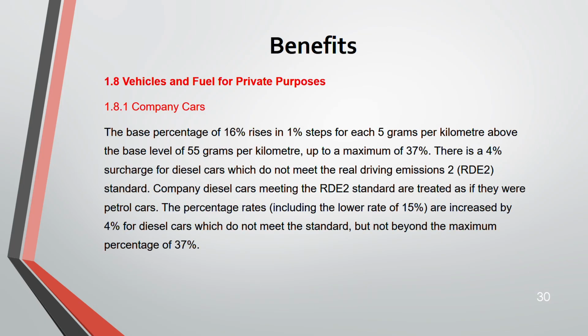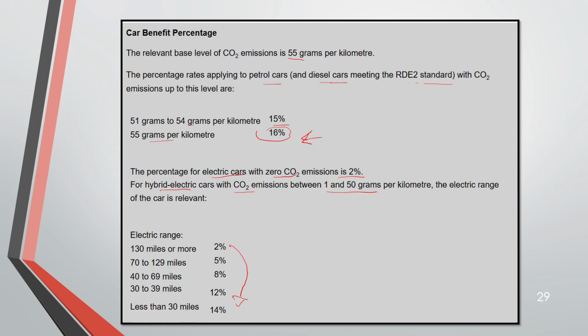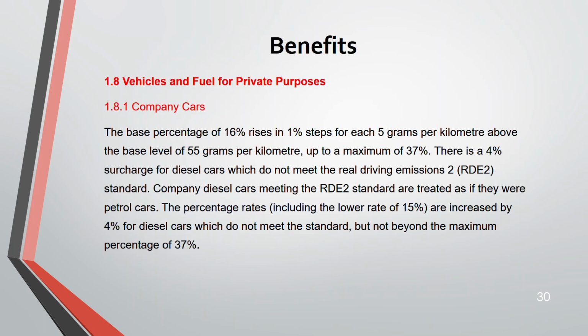Now, the base percentage, if you see, is 16. Starting is 16, so the base is 16, and this will rise in 1% steps for each 5 grams above the base of 55. So anything above 55, it will increase by 1%. The maximum this percentage could increase to is 37. Remember, if it's 39, still you will take 37. If it's 40, you will take 37. If it's 37, you will take 37. But if it's 36, you will take 36.